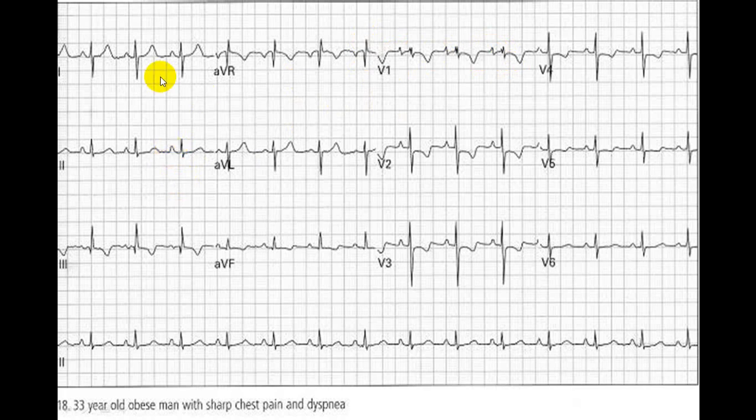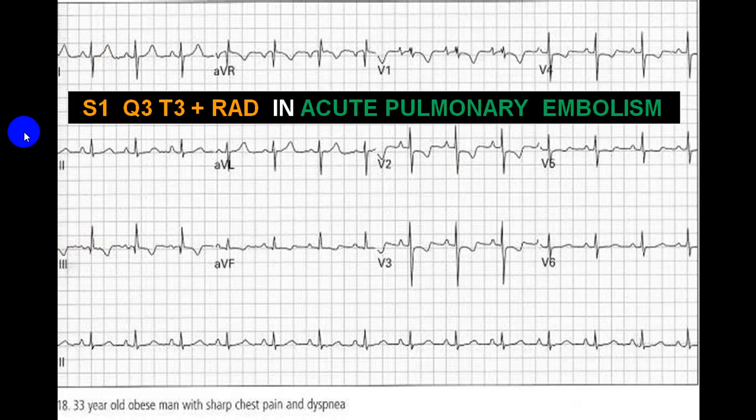This is P pulmonale. And if you see in lead 1, there is an S wave. And in lead 3, there is a small Q wave with T wave inversion. This we call S1, Q3, T3. With ST-T changes, this is in favor of acute pulmonary embolism. So we call S1, Q3, T3. Person will have a right axis deviation. You can see there is an S wave here and there is a prominent R wave in lead 3. So this is the right axis deviation with S1, Q3, T3 pattern.